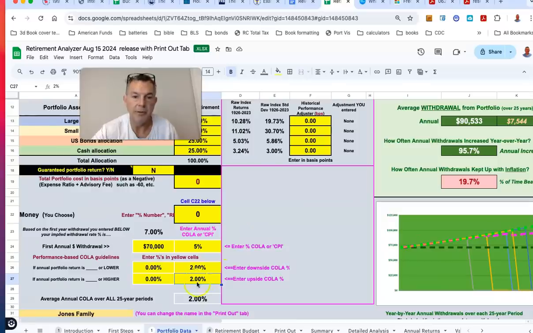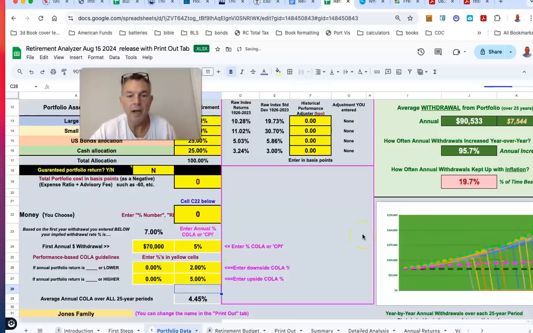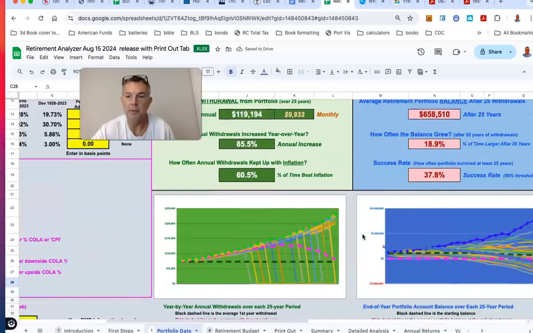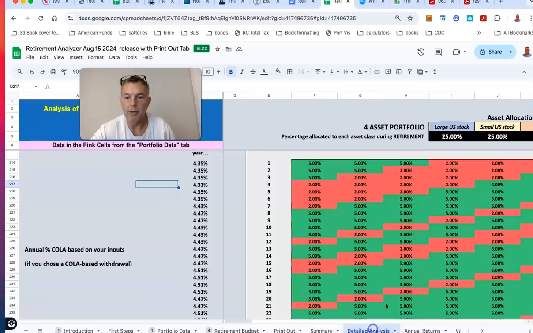Well, if we decrease it by 2, but we increase it by 5. If the markets go up, we increase it by 5, but we decrease it by 2. Now imagine this would be lower. Yeah, that's 37.8. That doesn't look so good. But we can go over here and say, look, we're decreasing it by 2, but we're increasing it by 5. And we're starting out with 70,000 a year anyway.